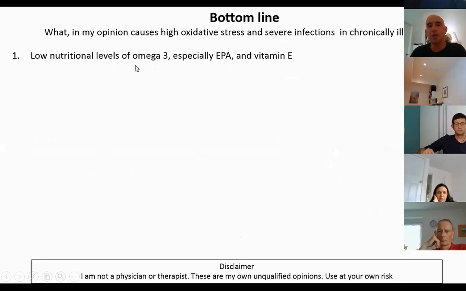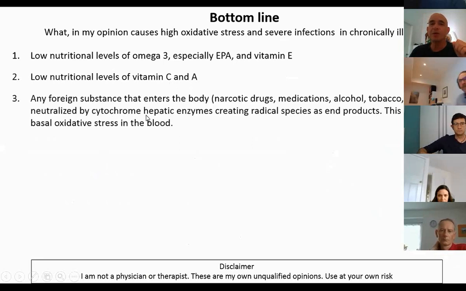So first, they have a low nutritional level of omega-3, especially EPA and vitamin E, just because they eat junk. They have a low nutritional status of vitamin C and A, and they use foreign substances that enter the body. And things like narcotic drugs, medications, alcohol, tobacco, vaccines are neutralized by cytochrome hepatic enzymes. And when these are neutralized by the enzymes, they also create radicals, free radicals, and this also increases oxidative stress in the blood. So consuming any foreign substance on a day-to-day basis, like smoking, increases your oxidative stress. This is very well known.